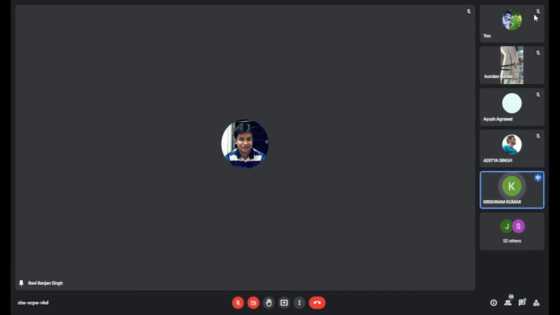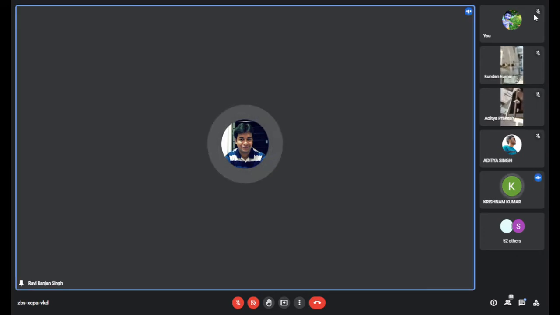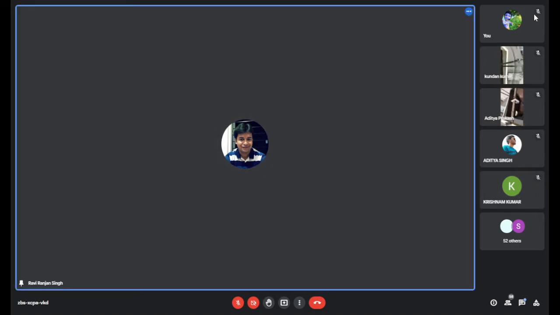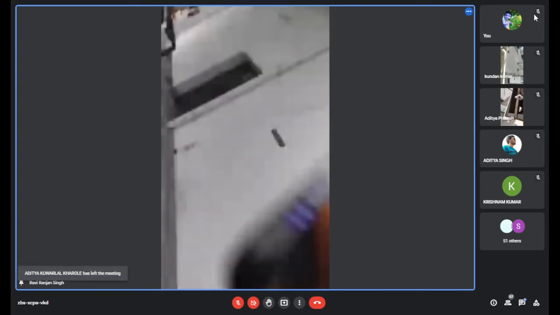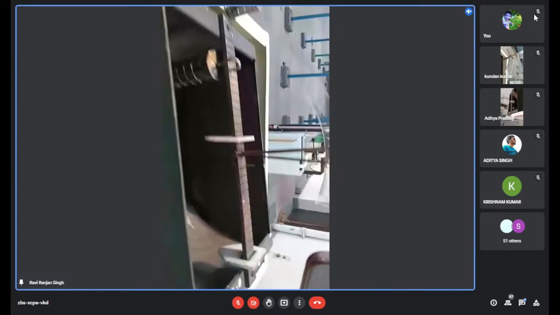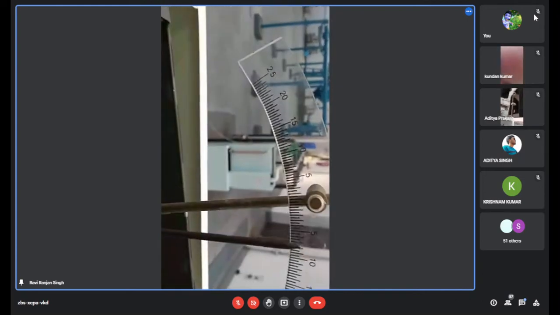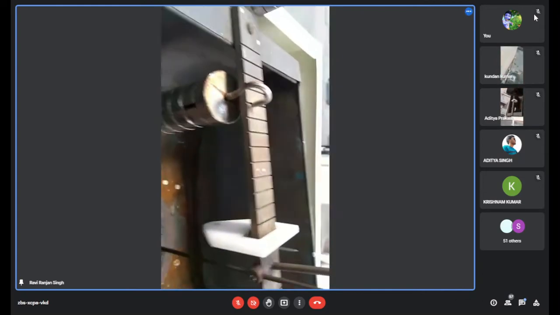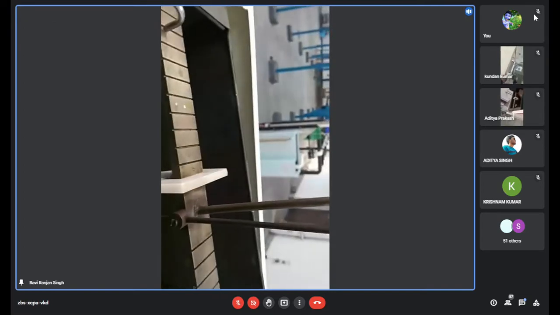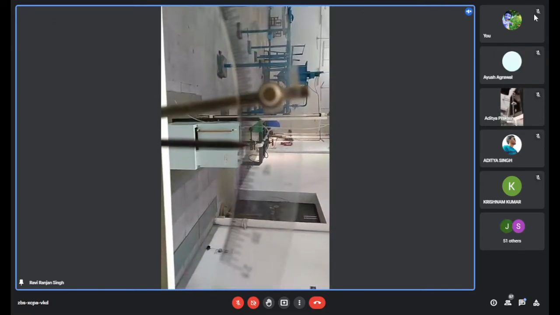Sir, can you please show the entire setup once again? Okay, I'm showing you. This is the setup. This is the movable mass we have. This is the reading which is given on the crossbar. This is the crossbar, and this is the compass where we are reading the theta.